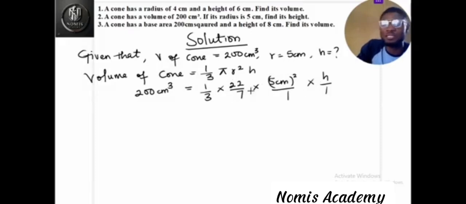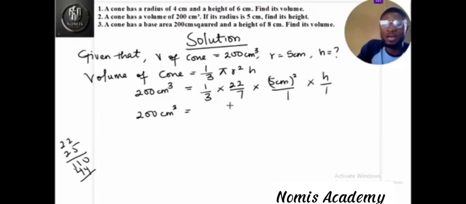So let's get these collapsed, multiplied together. So we have 200 centimeter cube equals to, here we have 22. 5 times 5 is 25. Okay, let's deal with that. 25 multiplied by 22. So by the side, let's do that. 25, 5. So I'll have 110 and then 44. So that is 540 centimeters squared.